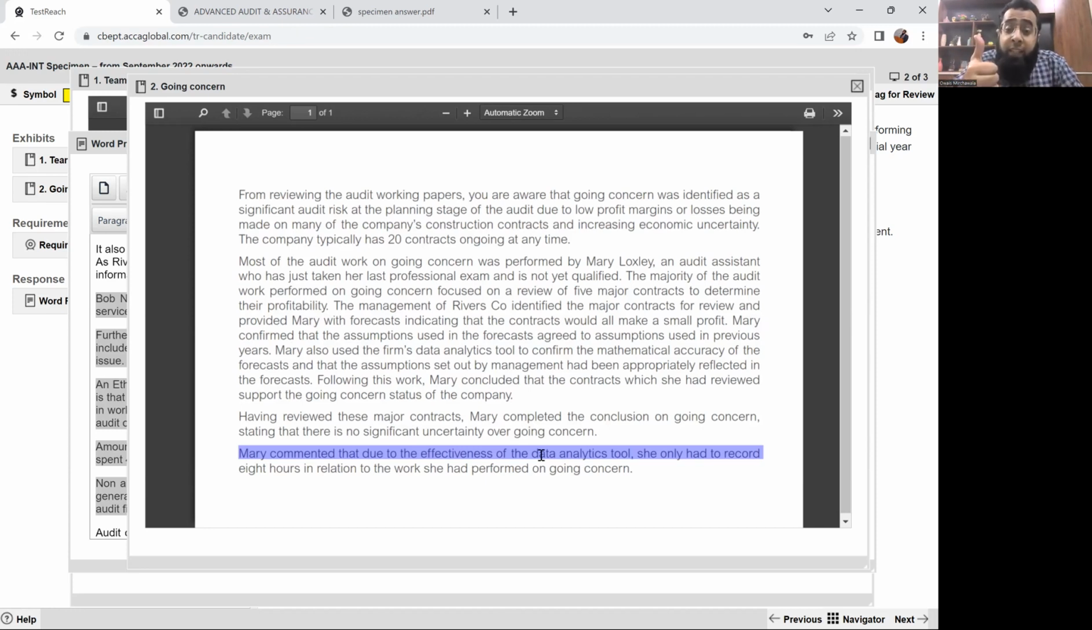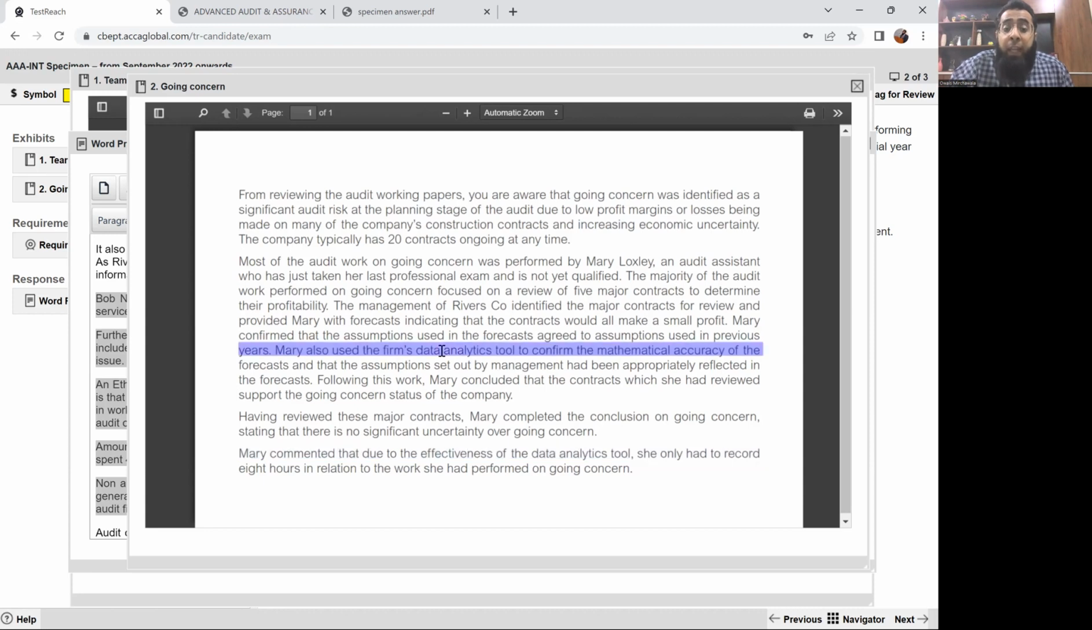First, the audit assistant is doing the audit of going concern when it was a significant issue. She is not even qualified. We should have delegated more team members and experienced team members. Only 5 contracts were reviewed out of 20. When it was a significant risk, we should have reviewed more contracts. Those contracts were selected by management. Sampling should have been done by the auditor. The data analytics tool was only used for accuracy.